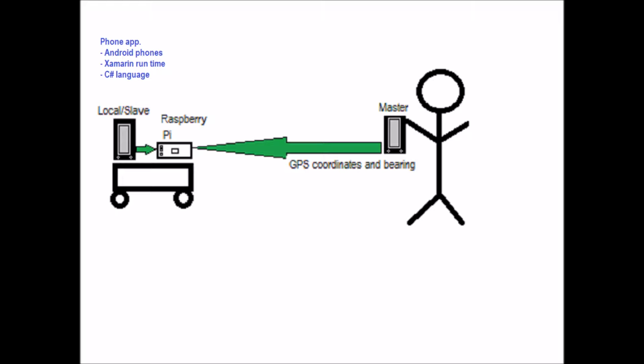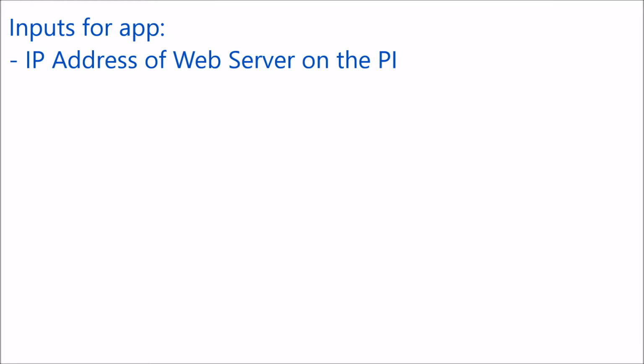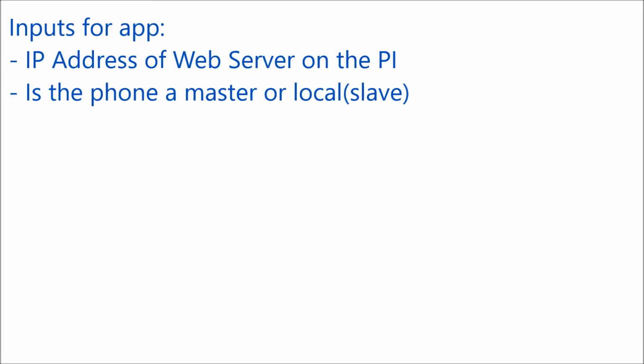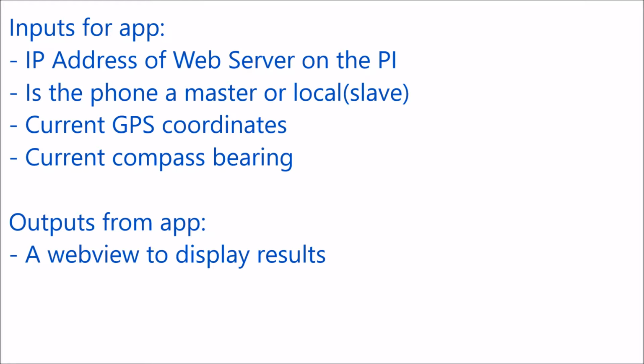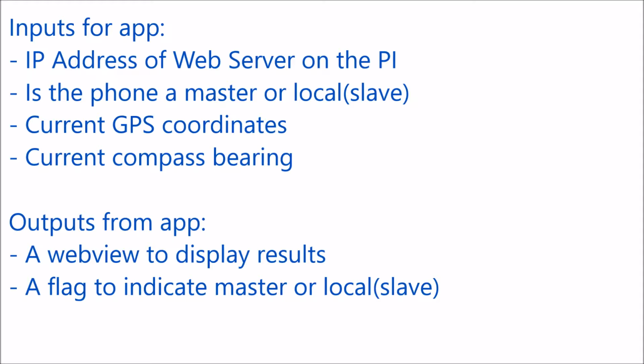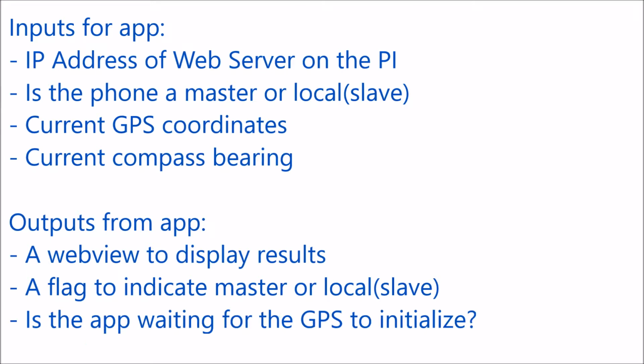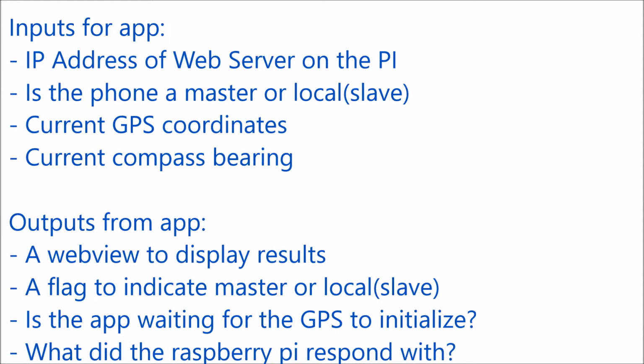near-native app for phones. The inputs needed for this app are the IP address of a web server on the Raspberry Pi, is the phone a master or slave, the GPS coordinates, and the current compass bearings. The outputs are mostly informational and will be a web view to display results, a flag to indicate master or slave, is the app waiting for the GPS to initialize, and what did the Raspberry Pi respond with?